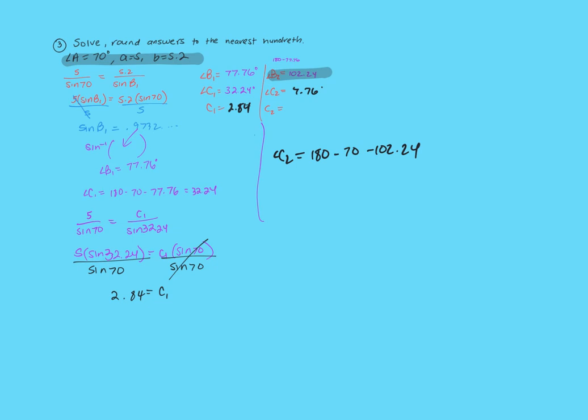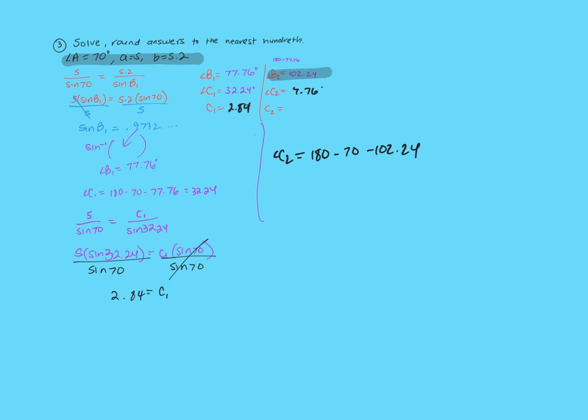So yeah. Could you also have just solved it, like instead of doing 180 minus 70 minus 102, just put it into an equation? But you don't have either C. Oh, yeah. You've got to find that last angle before you can find the side.